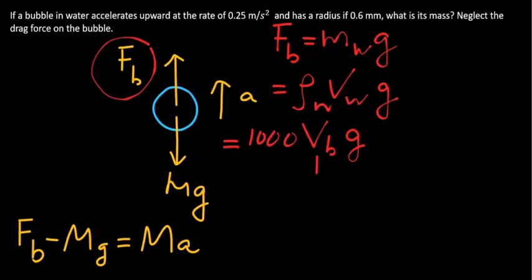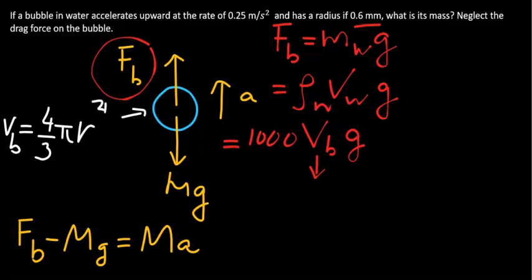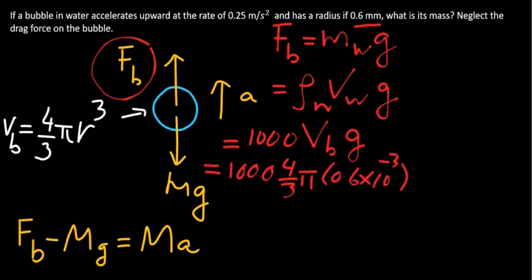How do you calculate this volume of the bubble? Of course, if you assume the bubble to be spherical in shape, then the volume of the bubble equals 4/3 pi r cubed. So by substituting everything, you have 1000 there, the volume is 4/3 pi, r is 0.6 millimeter. So converting that into meters, we get that. Don't forget the cube, times gravitational acceleration. So that is the buoyant force.